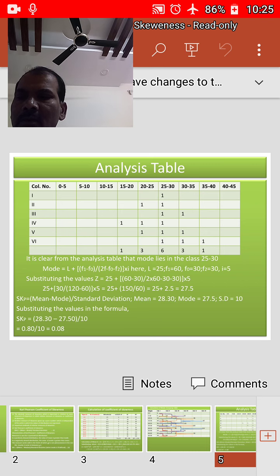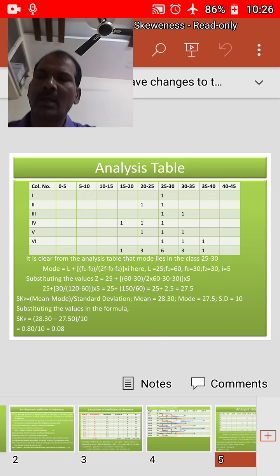And if you go to the fifth column, you will observe 20 25, 25 30 and 30 35 occurring more number of times. If you observe the sixth column, that is 25 30, 30 35, 35 40 occurring more number of times. Hence if you add all these according to their class occurrence in the class interval, you will find 1 3 6 3 1, and that 6 is representing the 25 30 class. It is clear from the analysis table that the mode lies in the class 25 30 because it is occurring more number of times, right?